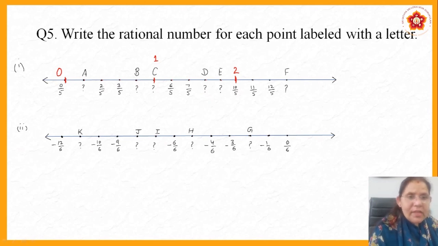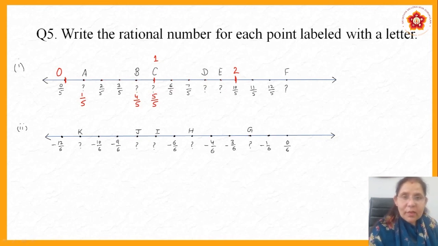Now let's look at what is the value of point A. Between 0 and 1, there are 4 points. That means the given line is divided into 5 equal parts. First part would be 1 upon 5. Second part is given to us as 2 upon 5. Third part is 3 upon 5. Fourth part would be 4 upon 5. Fifth part would be 5 upon 5. And see here, C is equal to 1 and C is equal to 5 upon 5, which is the same thing.